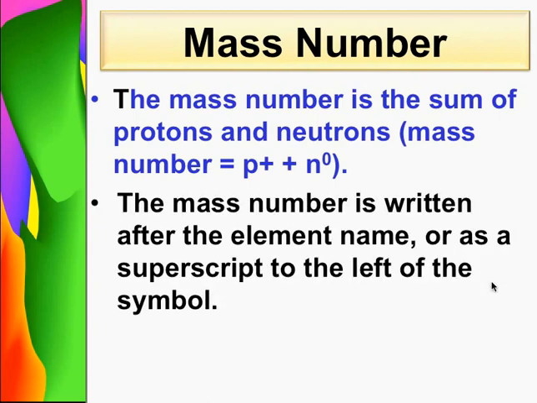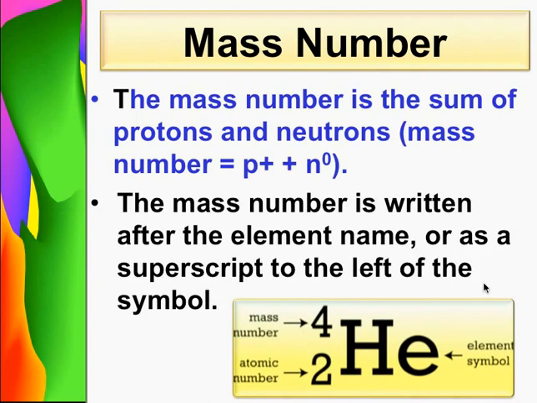Now the mass number is written after the element name or as a superscript to the left of the symbol, like you see here. There's helium with a mass number of 4, it's on top, and sometimes you'll see right below it the atomic number written as a subscript.